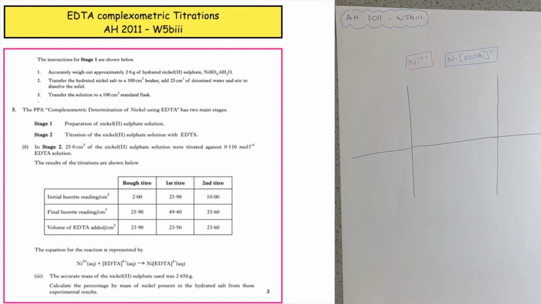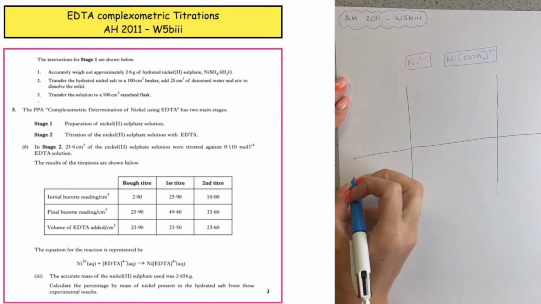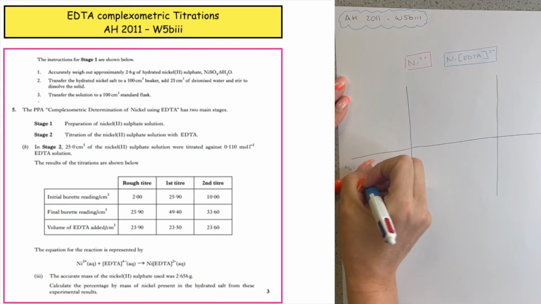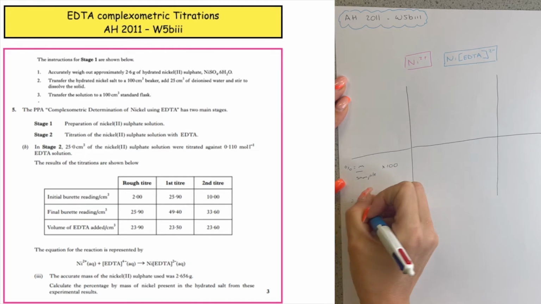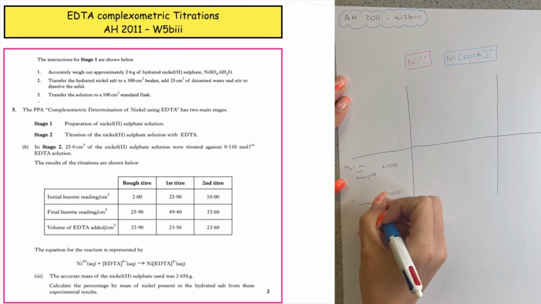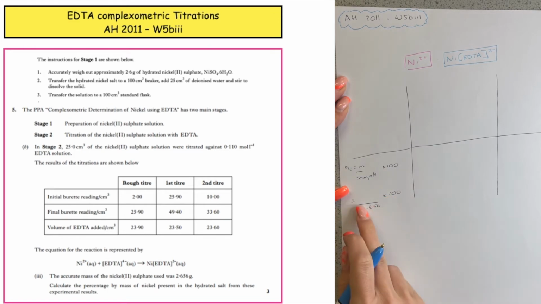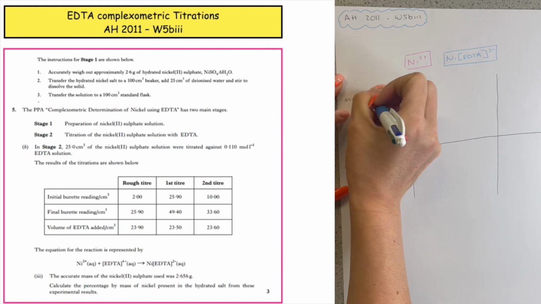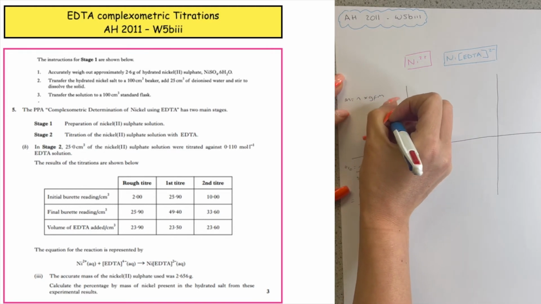This past paper question is from the Advanced Higher 2011, written 5B Part 3. The question wants us to calculate the percentage mass of nickel present in the hydrated salt from experimental results. So percentage is equal to mass over sample times by 100. We should be able to find the sample size in the text, and the sample size is given as 2.656, which means we need to calculate the mass. Mass is equal to n times GFM, and we're looking for the mass of nickel. So the RAM for that is 58.7.